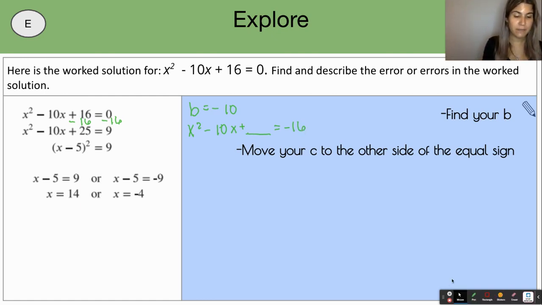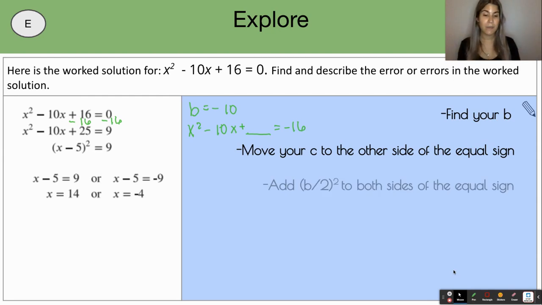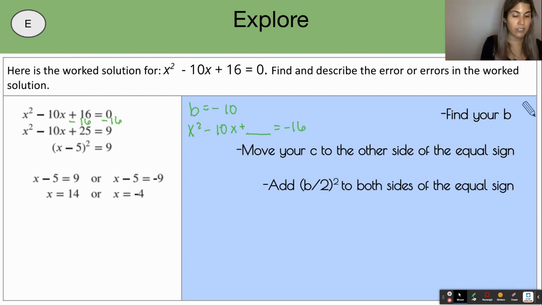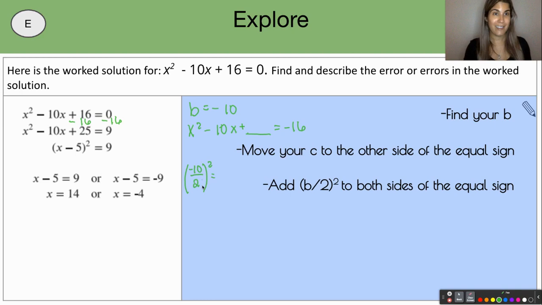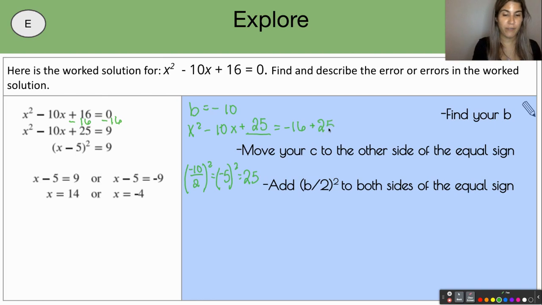After I move my c, it says add b divided by 2 squared to both sides. So I can do the calculations to see what that would be. We have negative 10 divided by 2 squared. Negative 10 divided by 2 is negative 5 squared, which equals 25. So it's saying add 25, add 25. Okay, perfect. Negative 16 plus 25 is 9. And okay, I seem to be on the right track.